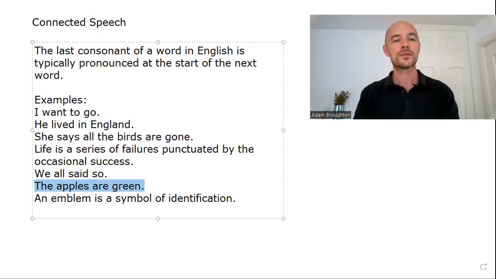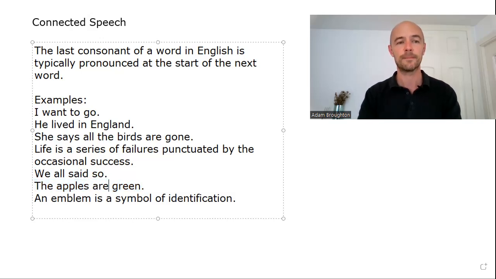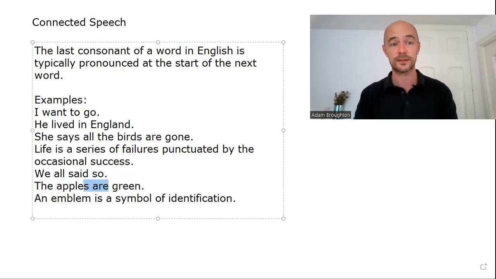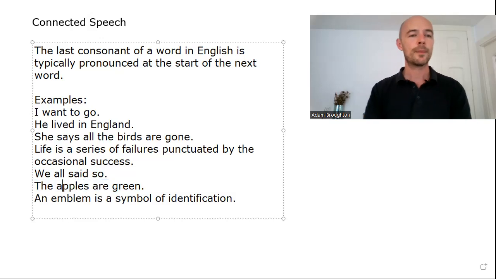So, the apples are green. Now, two things happen in this one. The apples are green. You can quite clearly hear that the S is pronounced with the R. It sounds like "SAR." The apples are green. And then what happens here?